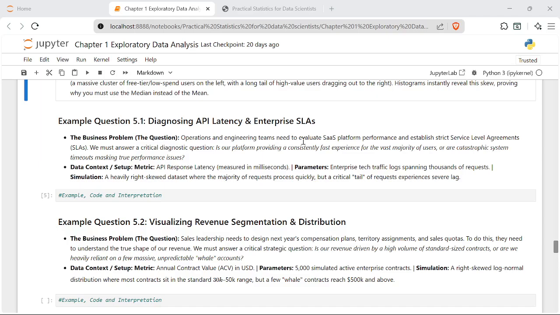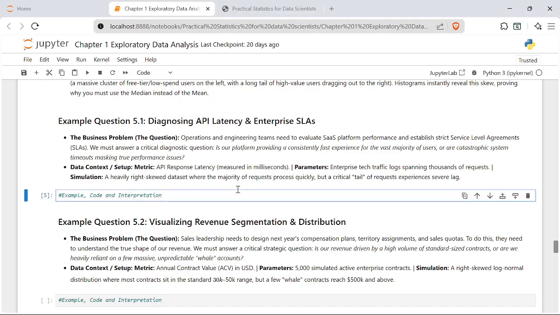Okay. Just like a real-world production environment, this data is not going to be perfectly symmetrical. It is going to be heavily right skewed. The vast majority of our simulated requests will process quickly and smoothly. However, we are going to intentionally build in a critical tail for the requests that experience severe lag. We will then look at exactly how to use percentiles and box plots to expose these hidden SLA violations that a standard average will completely ignore.